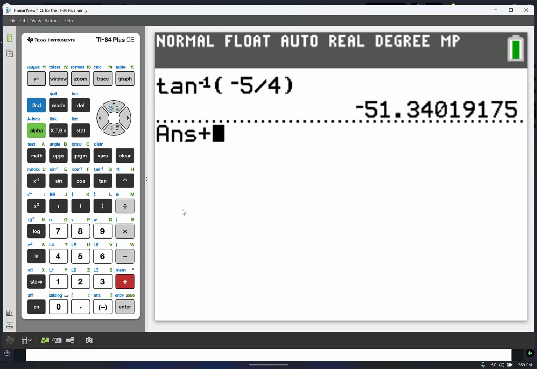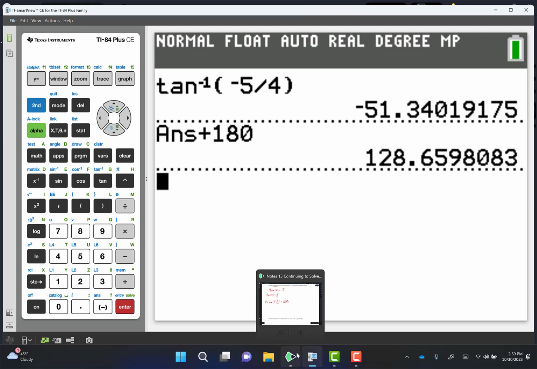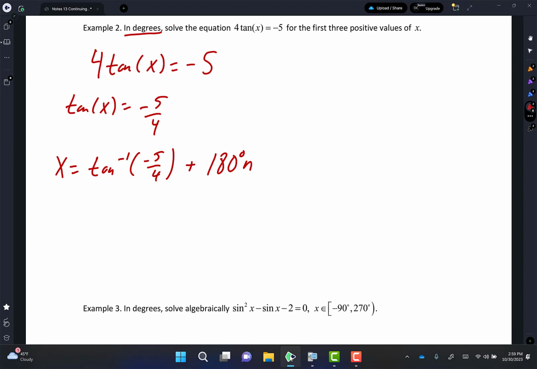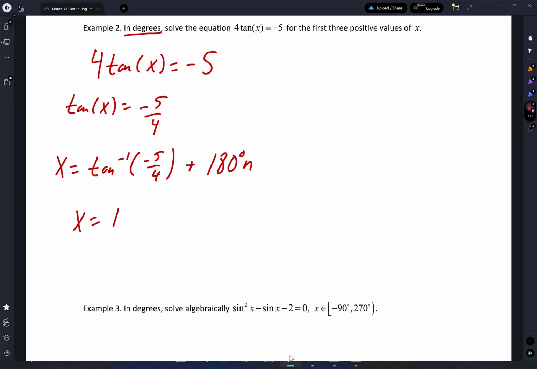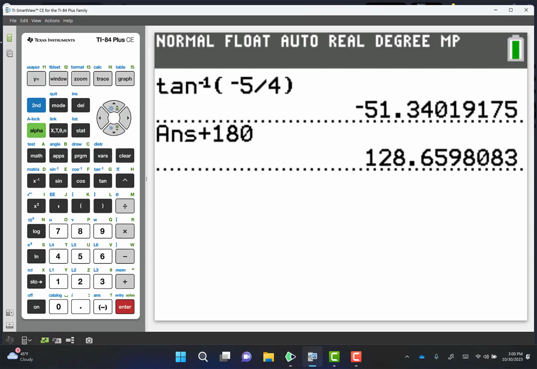Push the plus button. It's going to say ANS. That stands for answer. 180. Push enter. 128.6598. Type that down: x equals, and I already forgot, what was it? 6598. Put a little degree symbol, comma. Check it out. You don't have to do it again, guys. All you've got to do is push enter.